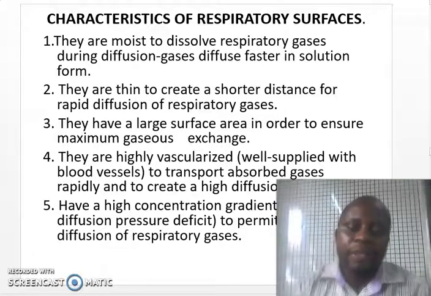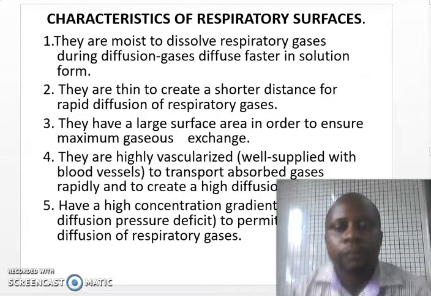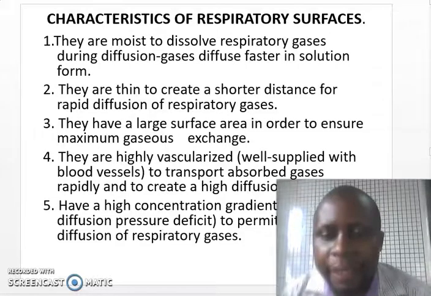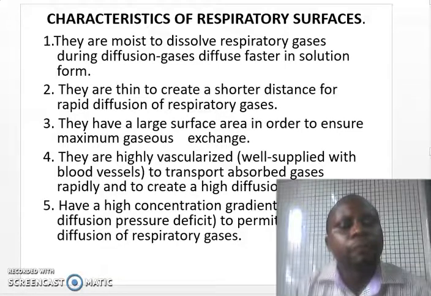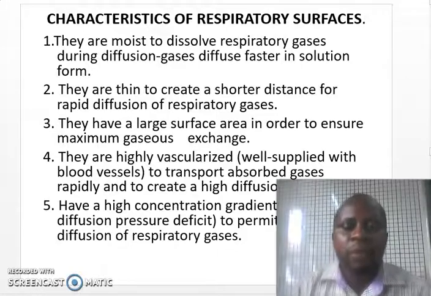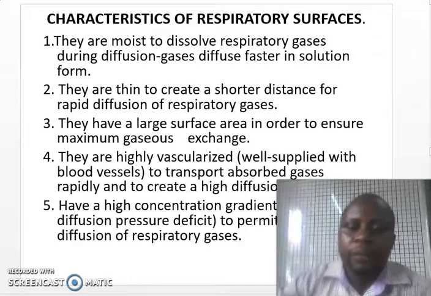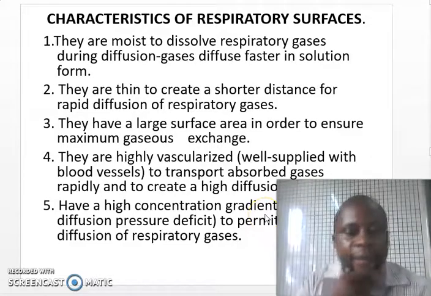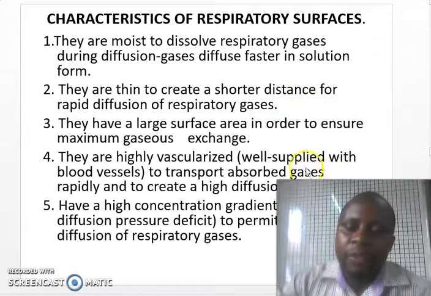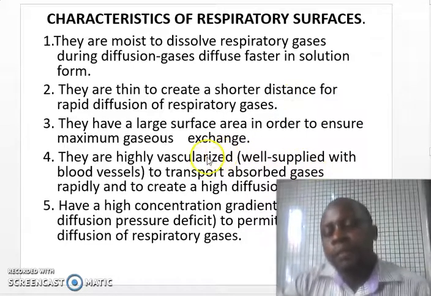Why are the respiratory surfaces moist? Why is it that they are thin? What is the reason respiratory surfaces have a large surface area? And why do you think respiratory surfaces are usually highly vascularized? In order to transport absorbed respiratory gases. Good. So far so good.